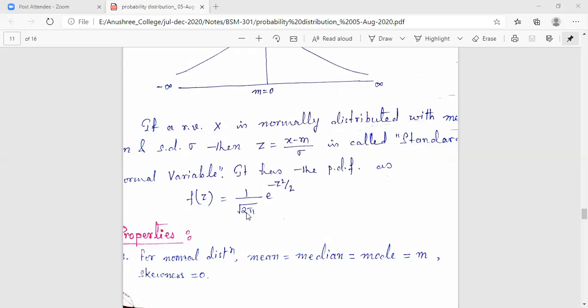1 by root 2 pi e to the power of minus z square by 2. Okay, so in this way we are transforming. Now what is this? This z is our standard normal variable, and corresponding to this z, the PDF we are getting, that is f(z), that is 1 by root 2 pi e to the power of minus z square by 2. Okay, so in this way we are going to transform the variable. Whenever the random variable x is given to you, you need to transform that random variable x into standard normal form. Okay, are you all getting that?